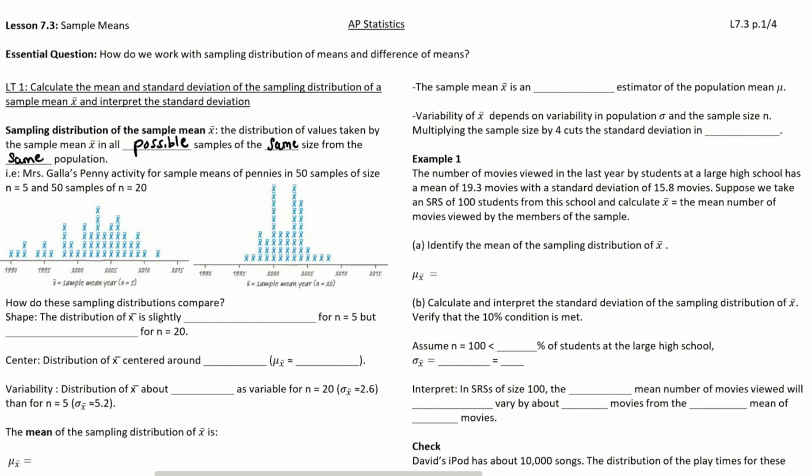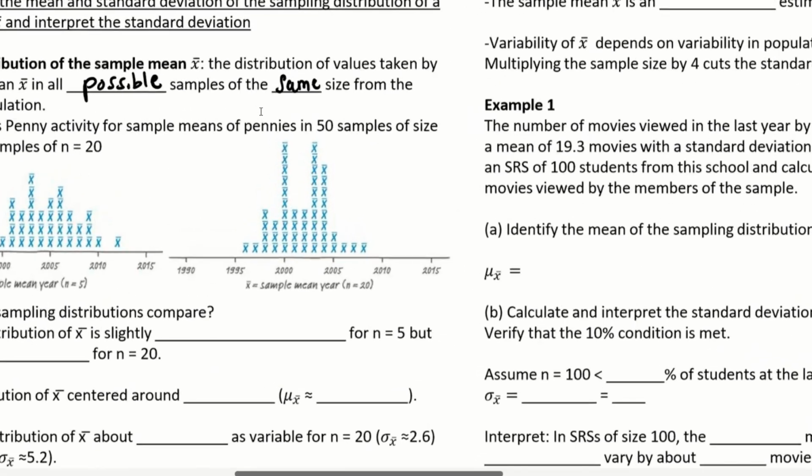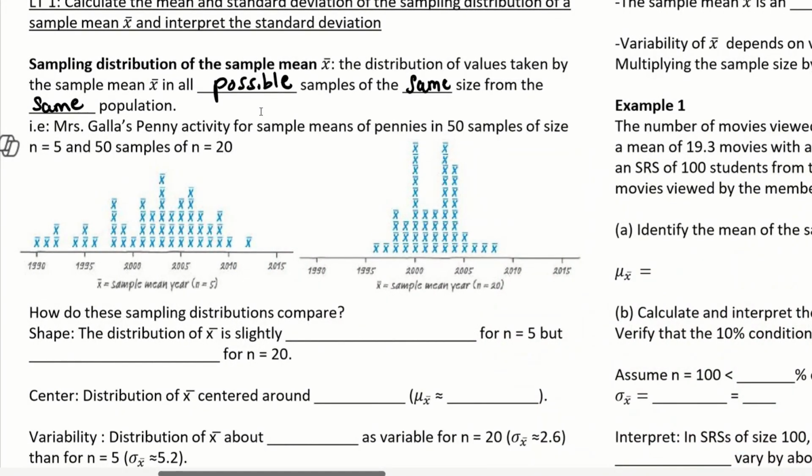Okay, here, let me zoom in on this portion here. Just focus on that part. Mrs. Gallow's penny activity for sample means of pennies, 50 samples of size n equals 5 and 50 samples of n equals 20. What we want to notice is that in this activity for Mrs. Gallow's statistics class, they took samples of pennies. The one on the left is where they took 5 pennies at a time from a pile of pennies, and they took the sample mean of the ages of the pennies. And that's what you see here, the sample mean year.